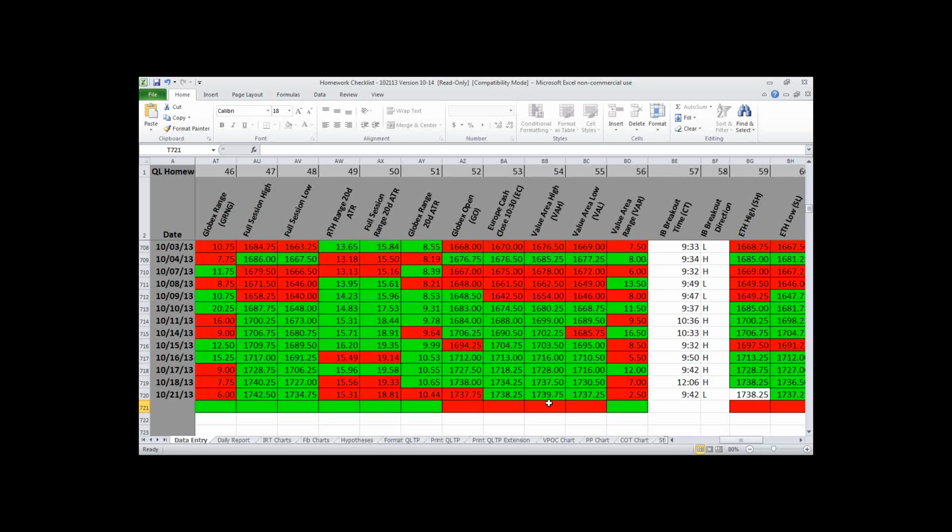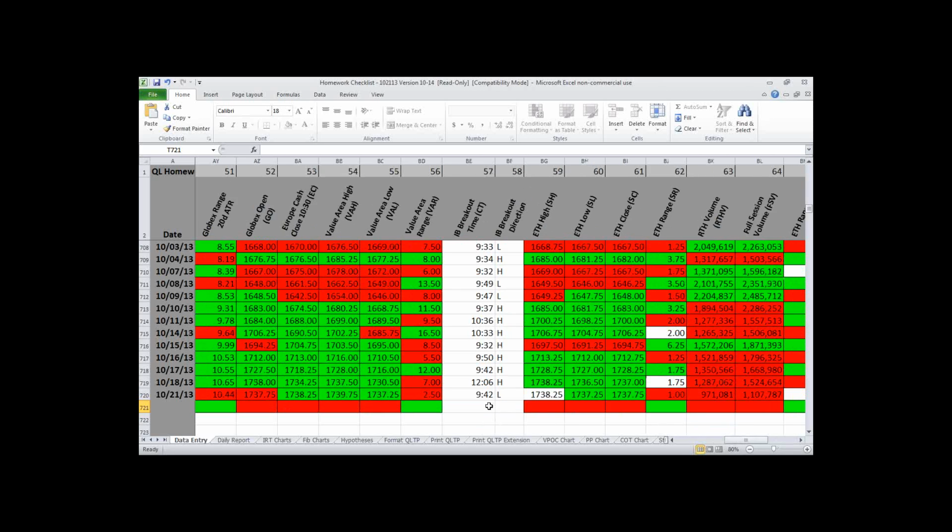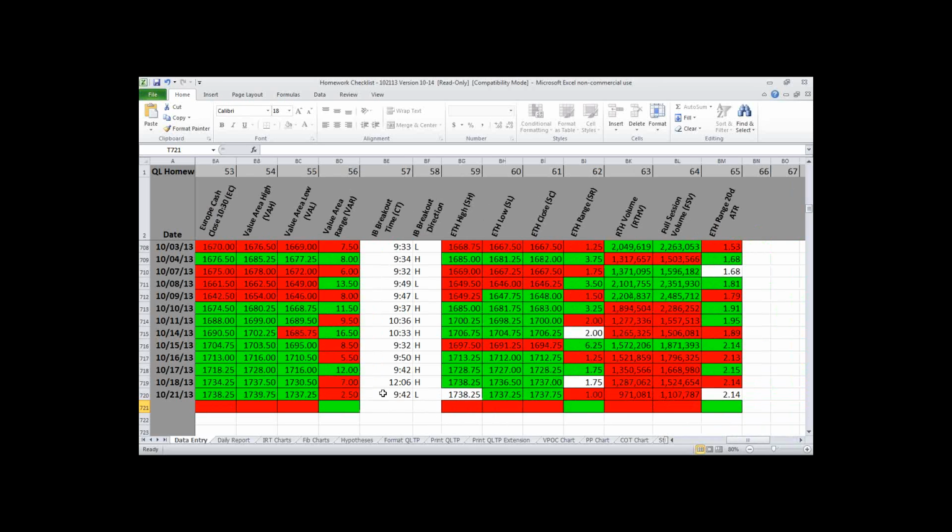Our value area high was 1739.75, and our value area low was higher at 1737.25, for a 2.5 point value area. We broke the IB to the low side at 9:42, and then went and broke it to the high side as well, I believe. Our ETH high was 1738.25, ETH low 1737.25, and we had settlement at 1737.75, for a 1 point extended session, running just under half of the 20-day ATRs, and we had very light volume yesterday.